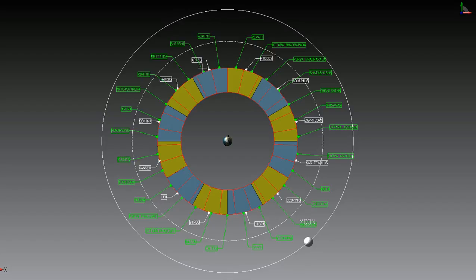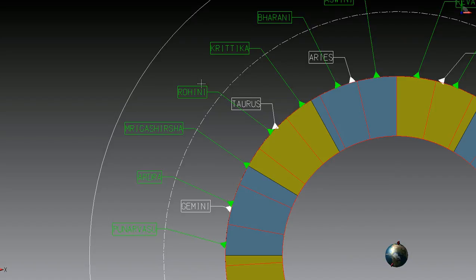For example, Aries has Kritika, which is a little piece of it, whereas the larger part of it remains in Taurus. So looking at this, you see the Kritika Nakshatra spans across Aries to Taurus. This is because the angle is 13 degrees and 20 minutes for each nakshatra.